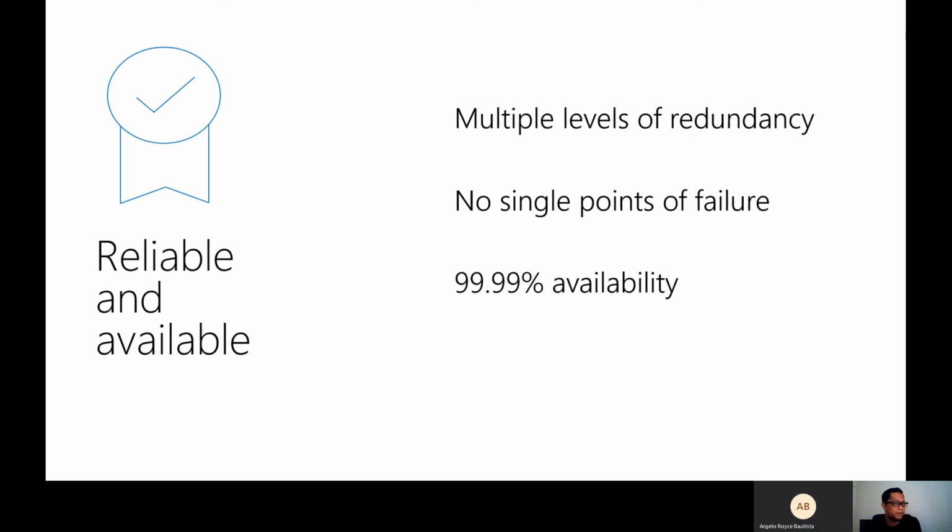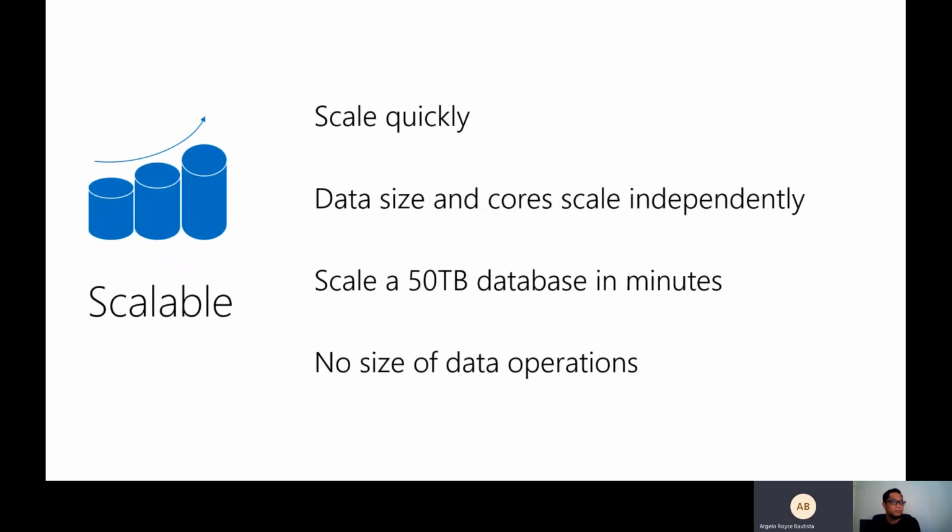Some stuff regarding Hyperscale. It's the same as Azure SQL Database. It has multiple levels of redundancy, so once you deploy it, it's 4 nines of availability. There's no single point of failure in any point of the architecture, which we'll talk about later. And then it's highly scalable. You can scale your storage and compute independently, and it scales quickly. There's no size of data operation, no matter if it's 50 terabytes or 4 terabytes, the performance is the same.